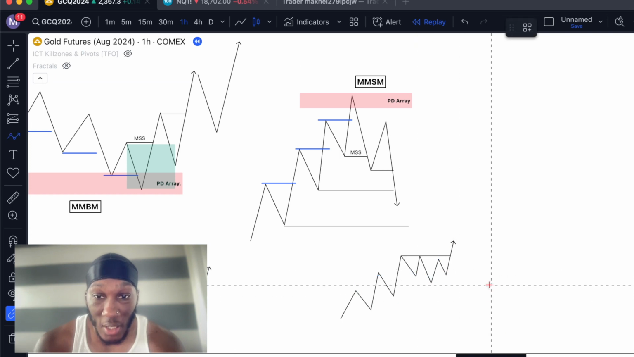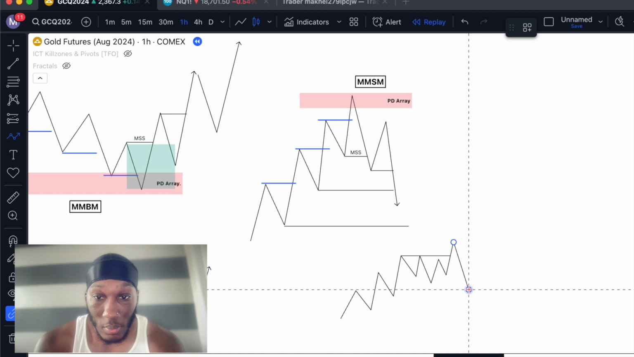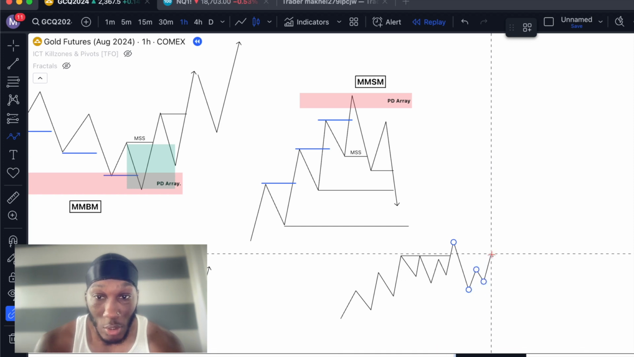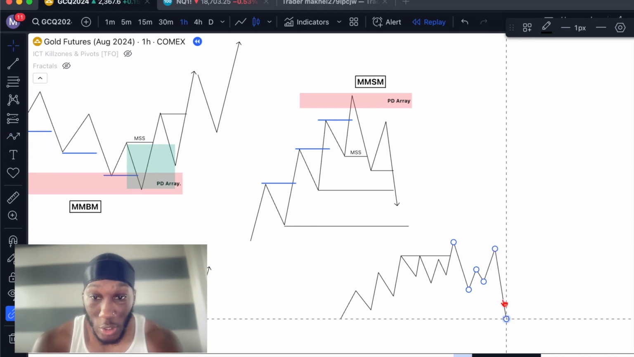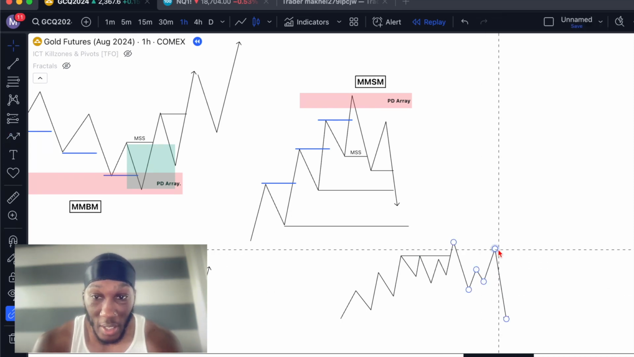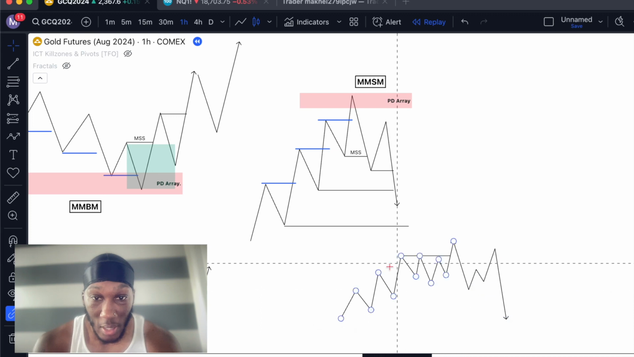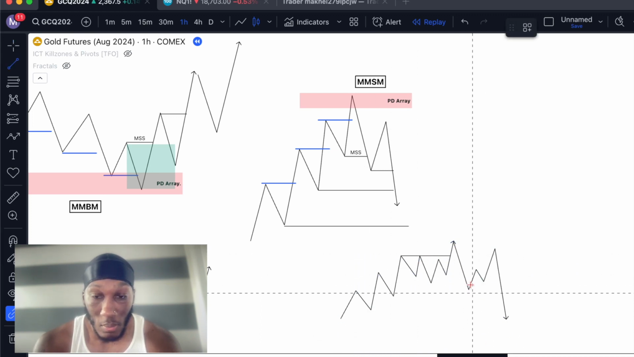Now all price is going to do is then come down. It could still fake you out and push up. You can buy and then come down. So you'll get caught buying right here, and then price is just going to push deeper into the PD array and then push down. So the same thing applies here. Highs are taken, sweep the first leg.